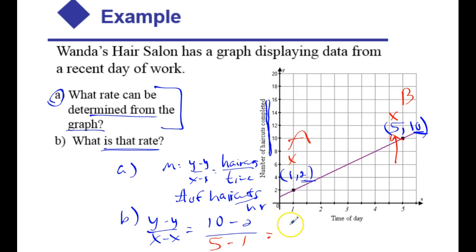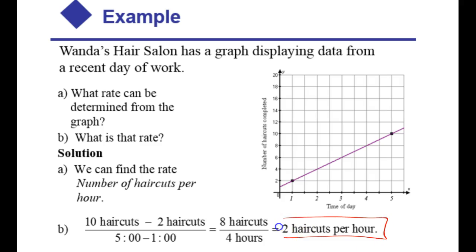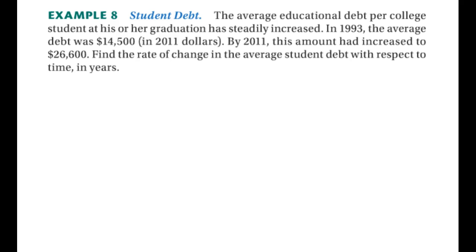And in this case, we're going to get 8 over 4, which reduces to 2 haircuts for every 1 hour, reduced down. So 2 haircuts per hour looks like the rate.